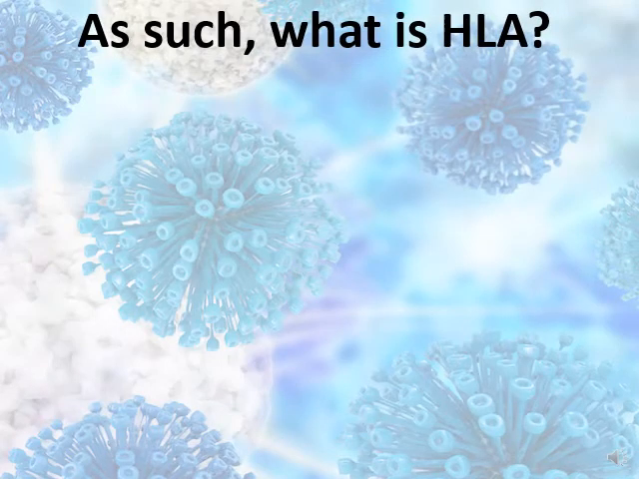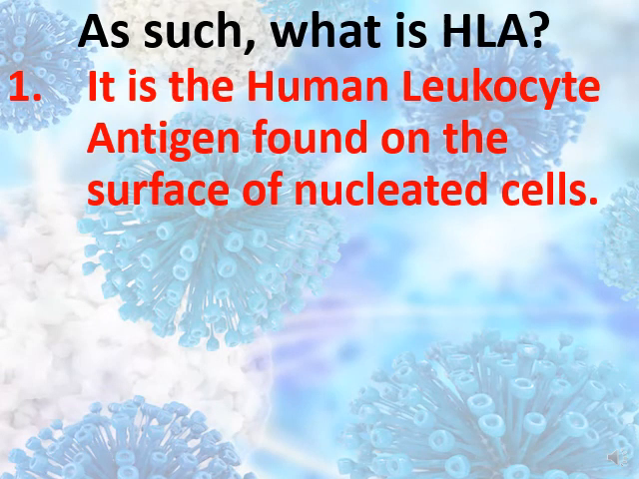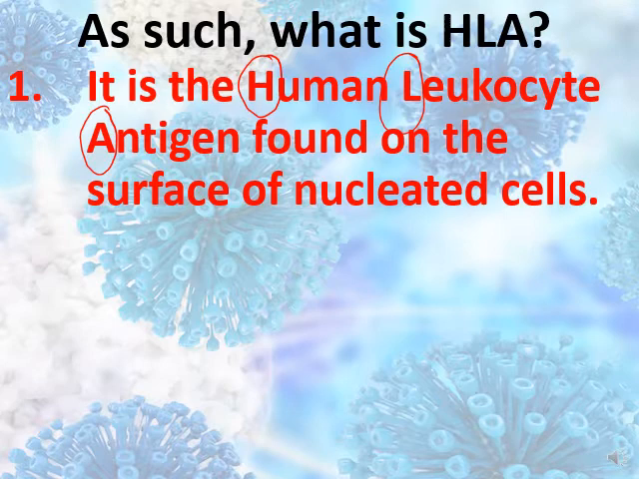HLA. The definition: it's called the human leukocyte antigen. H for human, L for leukocyte, and A for antigen. So human leukocyte antigen, where is it found? It's found on the surface of nucleated cells. What is the meaning of nucleated cells? Nucleated cells mean that they have a nucleus. So HLA is found on the surface, on the membrane of nucleated cells.